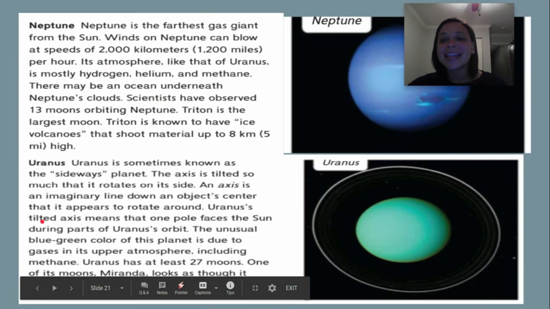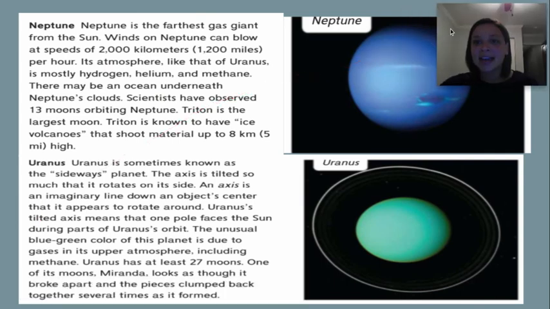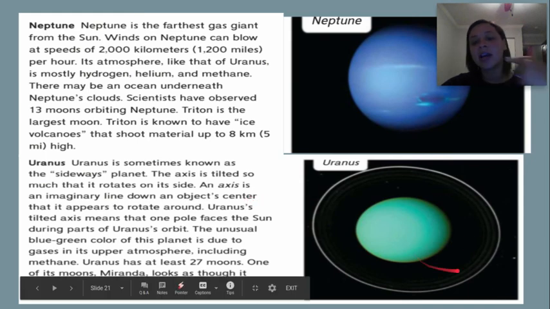All right. The next 2 outer planets are Neptune, okay? And then we have Uranus, all right? And so, boys and girls, Neptune is the furthest away from the sun, okay? So next comes Uranus, and it is sometimes known as the sideways planet. So if you look at this picture here, you can tell why, okay?